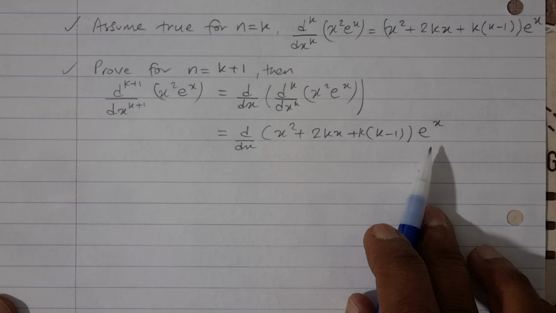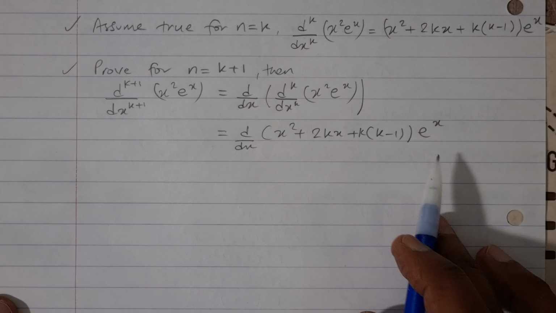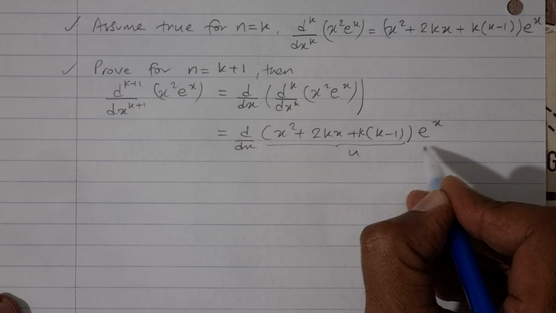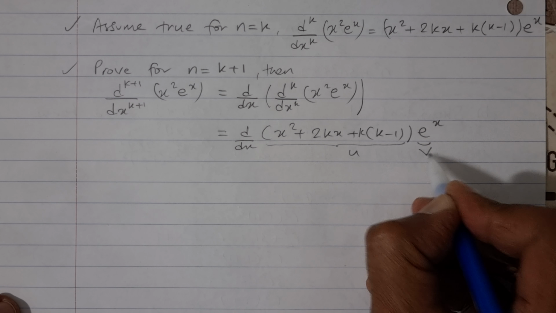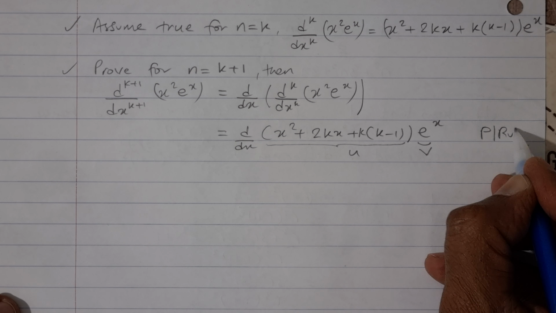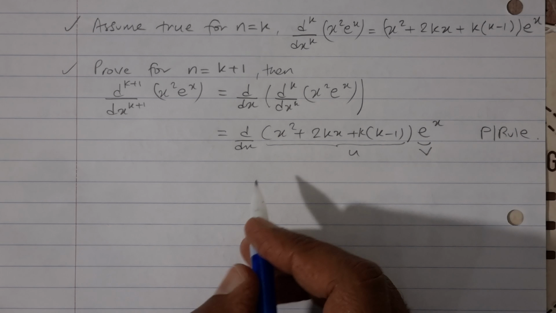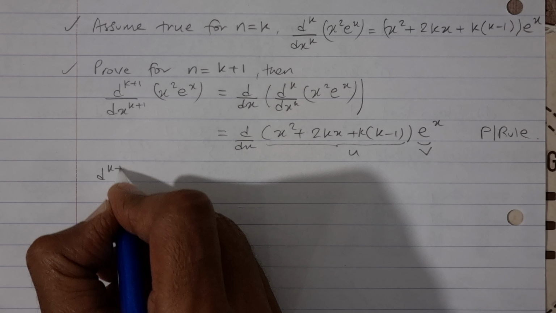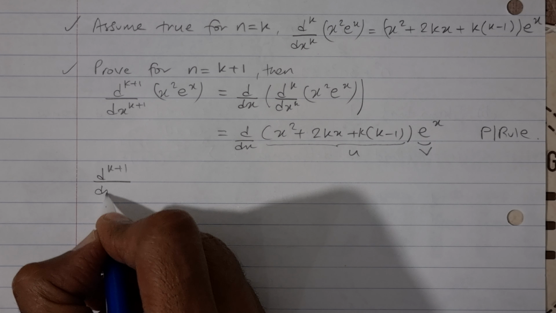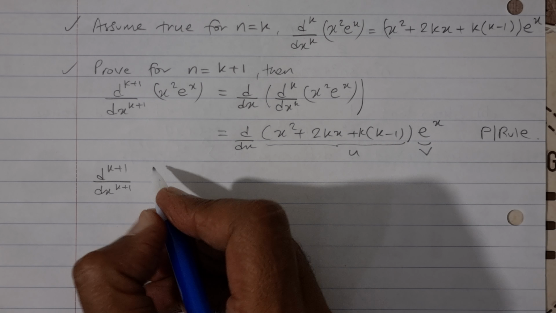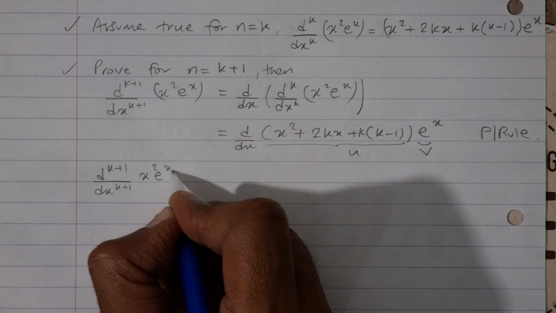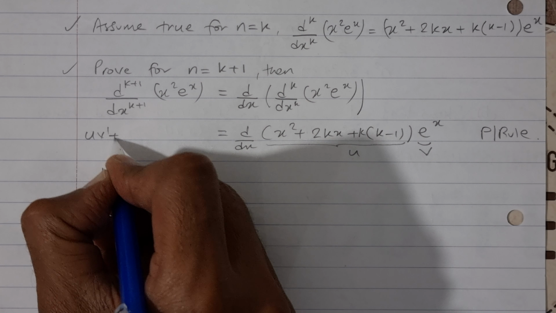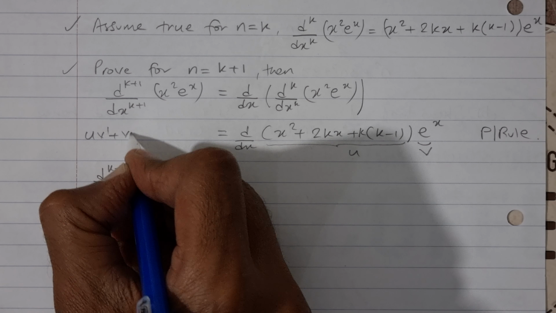Again, I can use the product rule because I'm taking the second derivative. So this is going to be my u, and this is going to be my v. And I'm going to be using the product rule. Let's try and differentiate this. So d to the k plus 1 over dx to the k plus 1 of x squared e to the x is equal to, we know it should be u v prime plus v u prime.